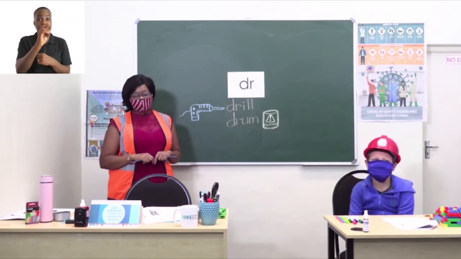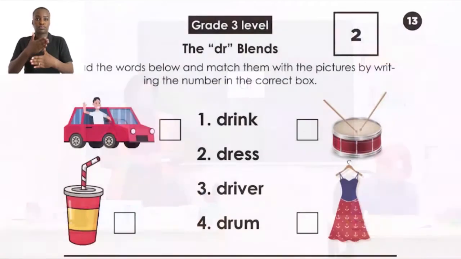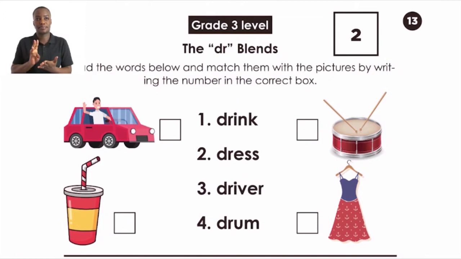Now that we know the sound dr, and we have seen some words that have the sound dr, let's go to our exercise on page 13. Here you can see that we have many other words and pictures that have the sound dr in them. Your job is to read the words below and match them with the pictures by writing the number in the correct box.